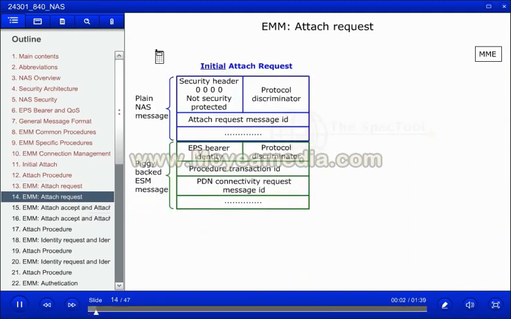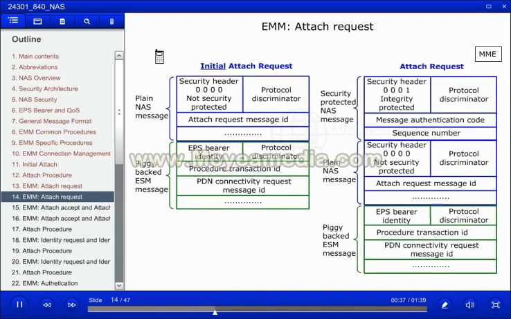Focus here is to show how the different NAS messages are used together. The initial attach request is shown on the left side. This message is sent without ciphering and integrity protection, since no EPS security context exists. After the plain EMM message, the ESM PDN connectivity request message in green is piggybacked.